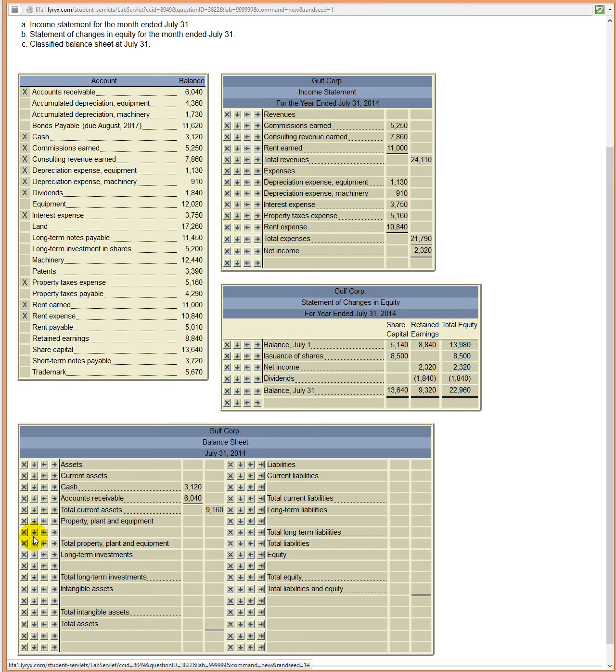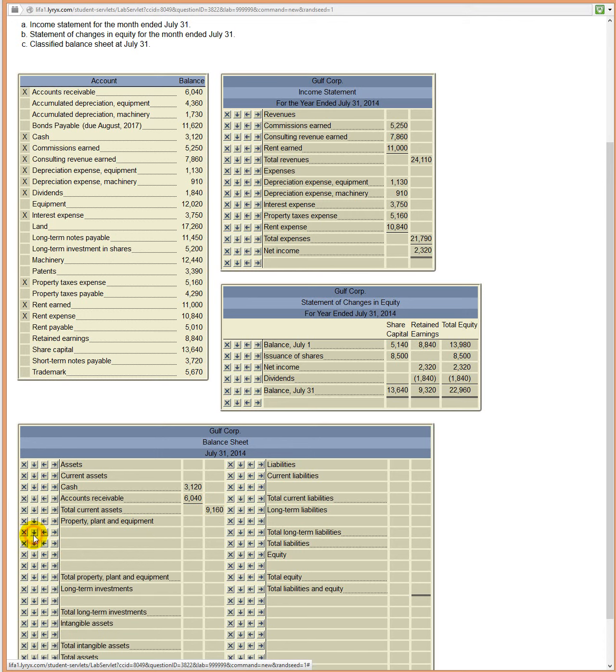And then let's start with property, plant, and equipment. We need at least 4 spaces plus land. So here we have equipment. And then we have accumulated depreciation on the equipment. And then we have machinery. And accumulated depreciation on the machinery. Oops. Okay, that wasn't supposed to happen. Let's go back up and get the machinery heading. There we go.